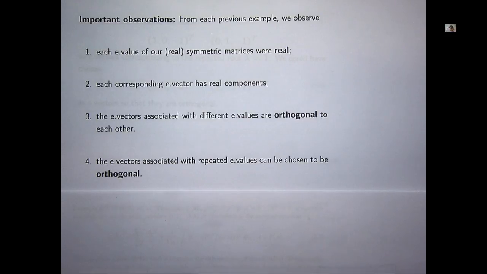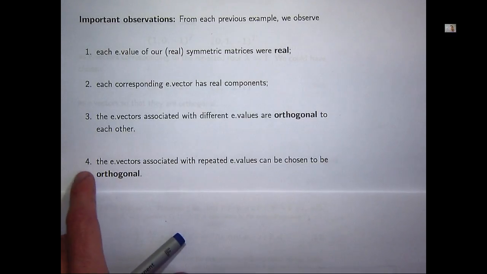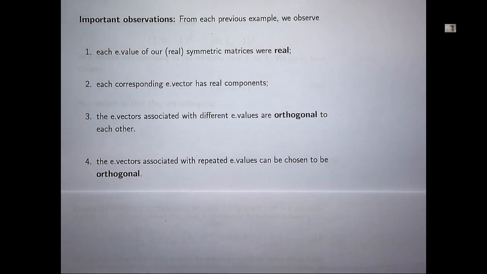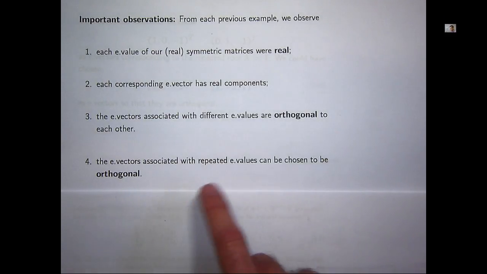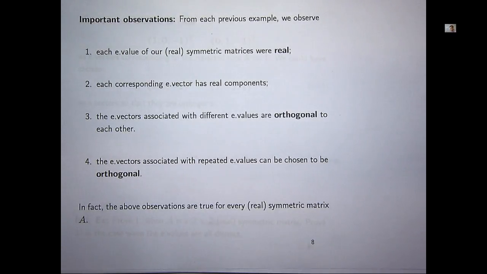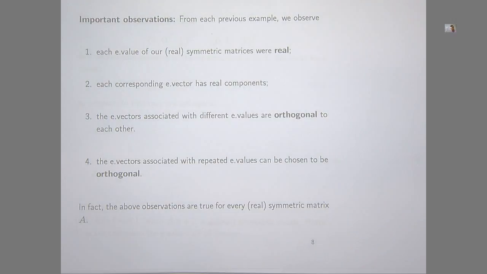And this last bit might not be in your notes, so make sure you have this down properly. I claimed that if I compute, say, 2 eigenvectors and they're not orthogonal, I can actually go back and choose the eigenvectors to be orthogonal. So let me show you what I mean when we have a repeated eigenvalue. These observations are true in general for every symmetric matrix with real entries.